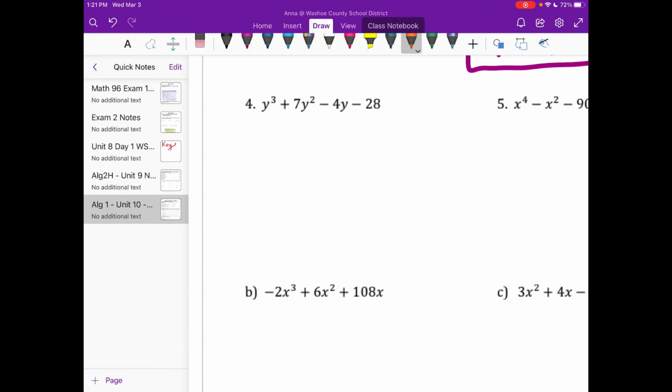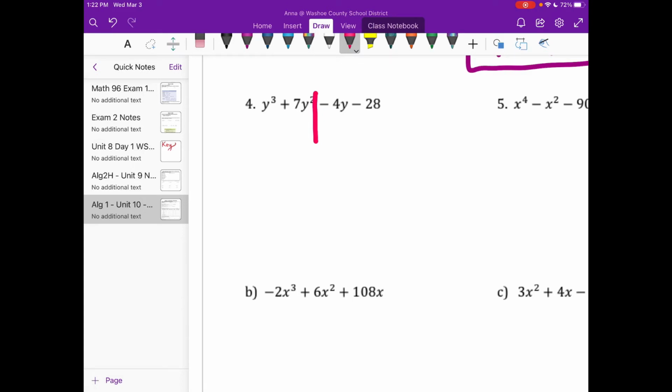Okay, number 4. 4 has 1, 2, 3, 4 things. And sometimes when we have 4 things, we don't have anything in common, right? There's a y, there's a y, there's a y. 28 doesn't have a y. And we can't really divide by the same number. So what we're going to do is we are going to group them up, right? We're going to split them up. And we're going to factor this way. We're going to see what they have in common just in 2's.